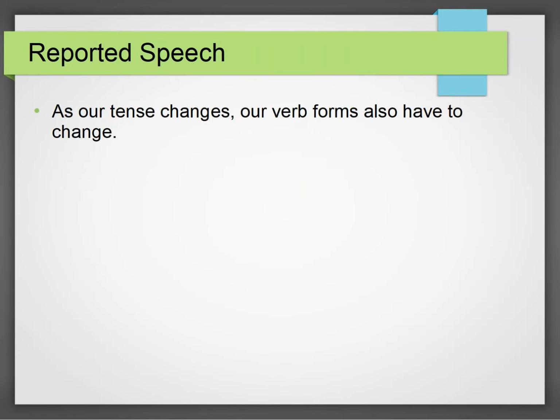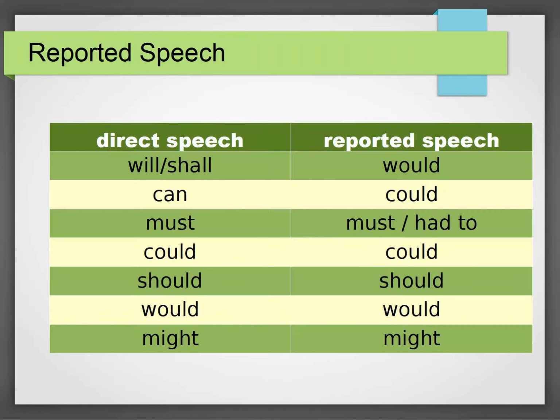So naturally, if a tense changes, our verb forms also have to change. Okay, so again, we'll have a look at direct speech first. If we're using will, shall, can, must, could, should, would, and might, those would change across if we're speaking in reported speech to would, could, must, or had to, could, should, would, and might. So there's not really a lot of change there.